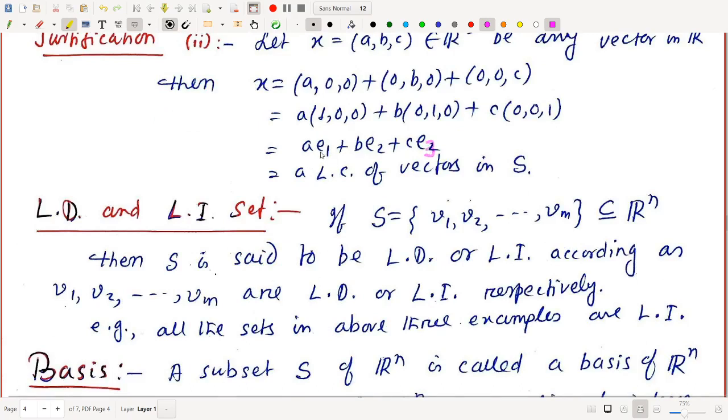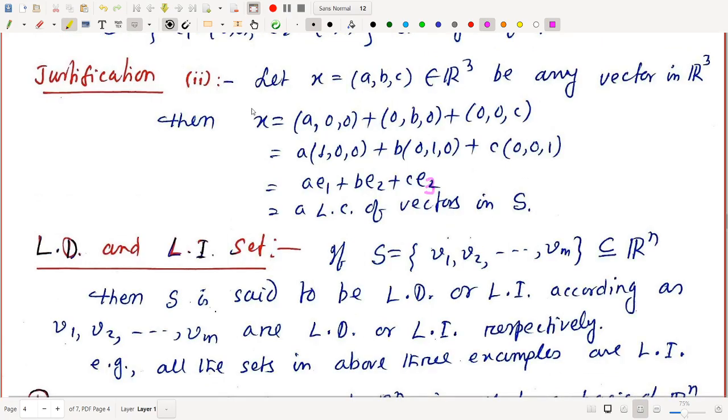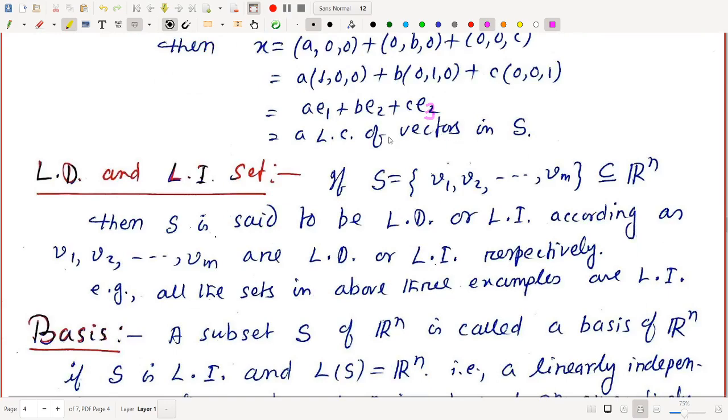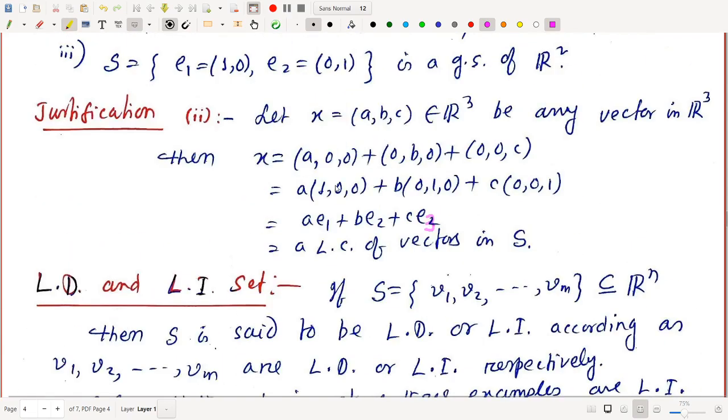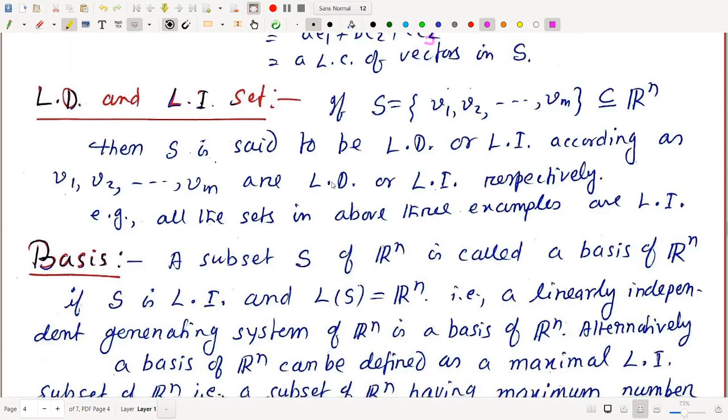Okay, so a into e1 plus b into e2 plus c into e3 means this is a linear combination of vectors in S. What is X? X is any vector in R cube, but this is a linear combination of vectors in S. That's why this S is a generating system of R cube.